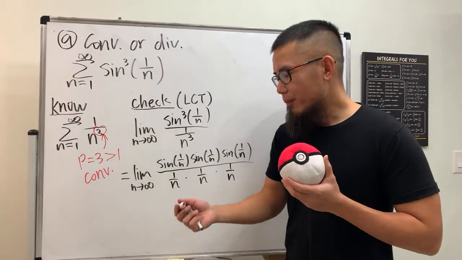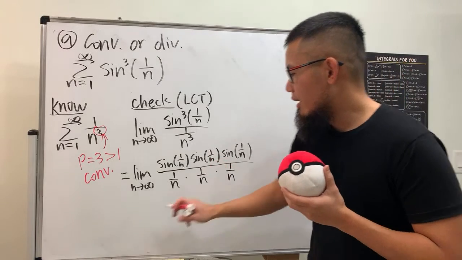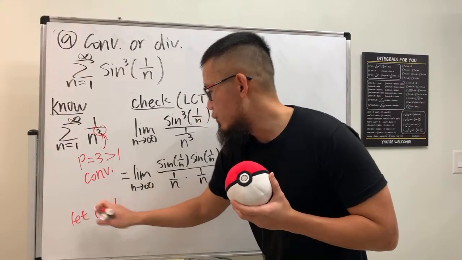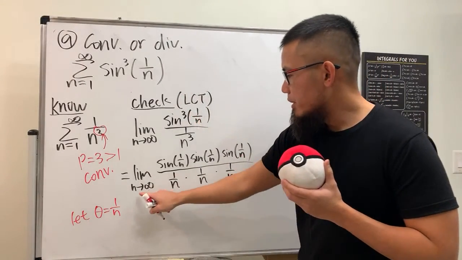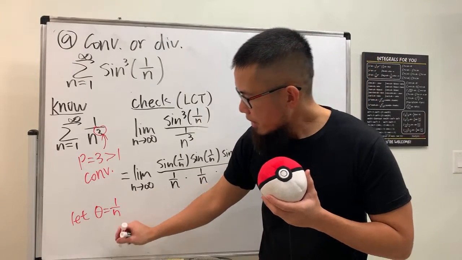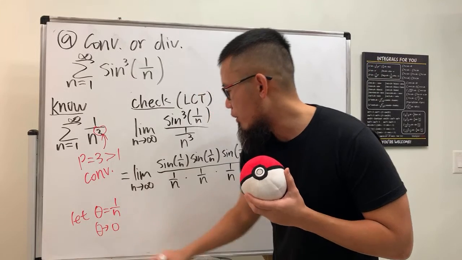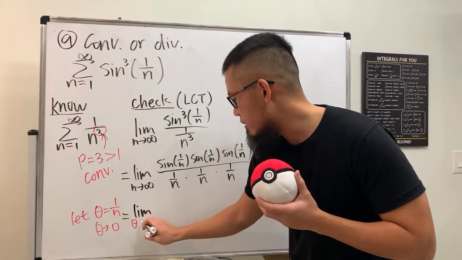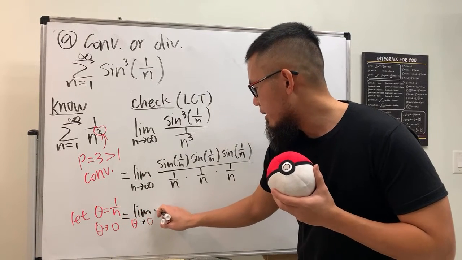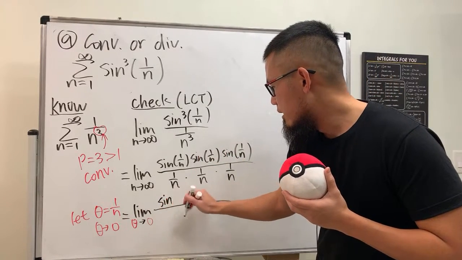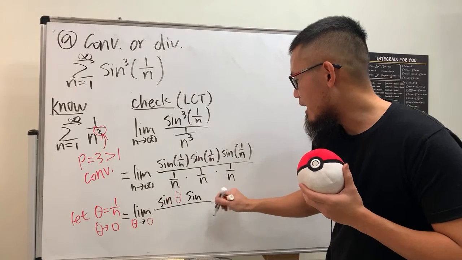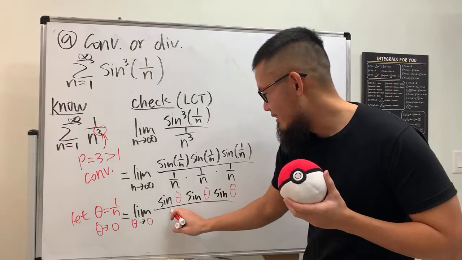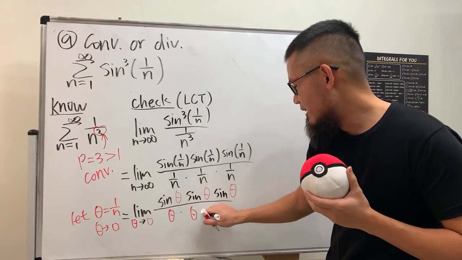Now we can do a real quick substitution. Let theta equal 1 over n. Because n is going to infinity, that means theta will be going to 0. So we are looking at the limit as theta approaches 0, and here we just get sine theta, and you do it 3 times: sine theta, sine theta, sine theta. On the bottom, theta, theta, theta.